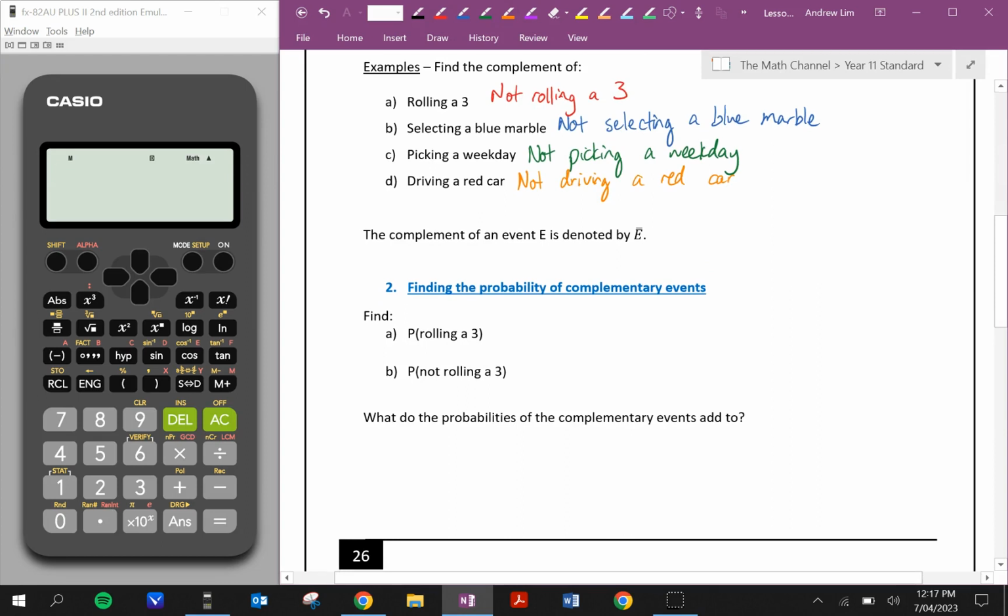Now the complement of an event E is denoted by E bar. So we've got this little bar at the top, but I'm just going to call it not E rather than E bar. So I'm going to say this is not E.